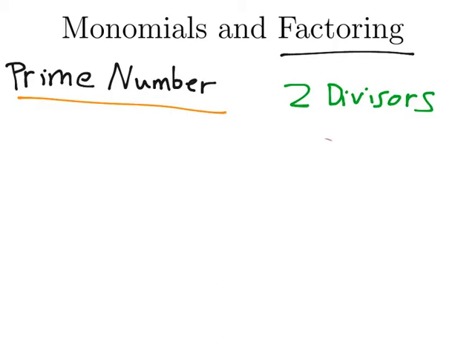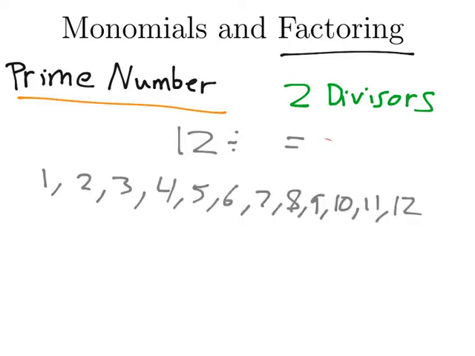So let's pick a number and see if it's prime. We'll just check by hand. Let's say 12. So I'm going to divide it by numbers and see what I get. I'm going to divide it by 1, 2, 3, 4, 5, 6, and so on. I'm going to divide it by all of these positive integers. And if I get a whole number, then that number is a divisor. So let's start off. If I try 1, I get 12. 12 is a whole number. That means 1 is a divisor.